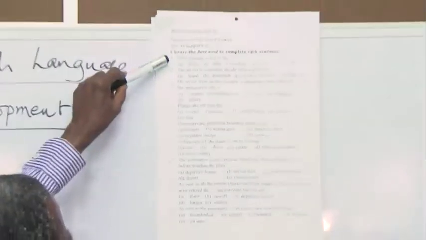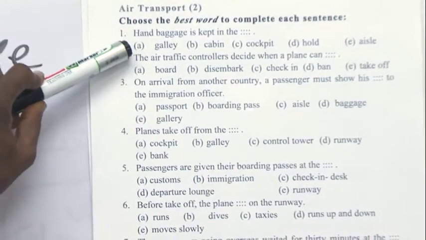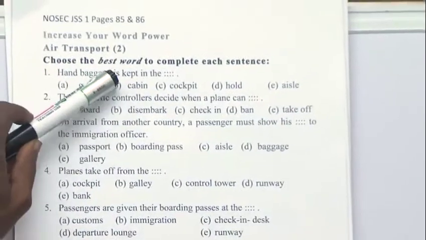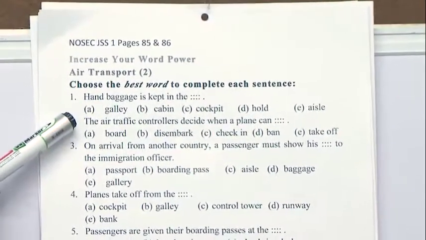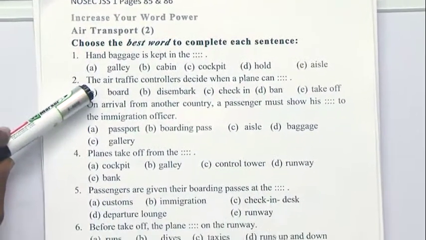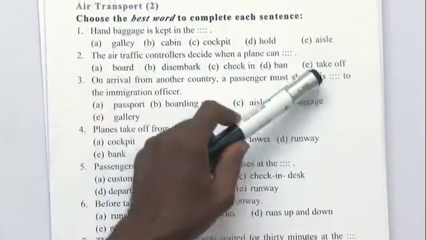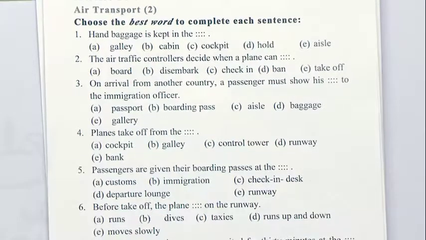Hand baggage is kept where? Where do you keep the hand baggage? In the plane. Where do you keep it? In the cabin. That would be the correct vocabulary for that one. The air traffic controllers decide when a plane can... Is it board? No. A plane does not board. No, it doesn't disembark. Not check in or back. You talk about take off. That is the appropriate vocabulary for that one.